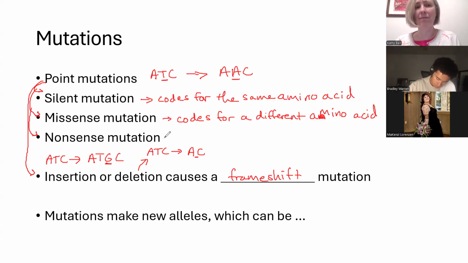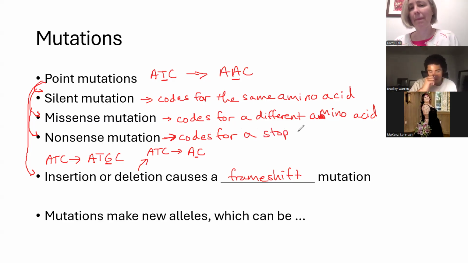Oh, and we forgot the nonsense mutation. What's a nonsense mutation? It codes for stop. Right, so you stop making the protein way too early, and yeah, that's probably not so good.